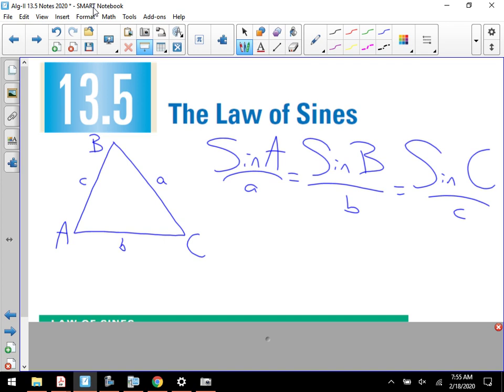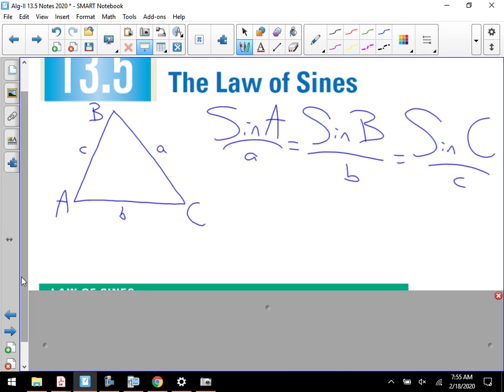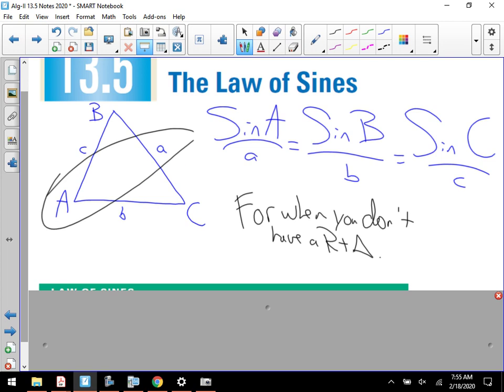Anyway, law of sines. So you guys saw this last year. Law of sines is for when you don't have a right triangle. With law of sines, you were basically setting these things up a lot last year where you had an angle and a side opposite. That's kind of the idea. If you ever get an angle and a side opposite, you're going to wind up using law of sines.